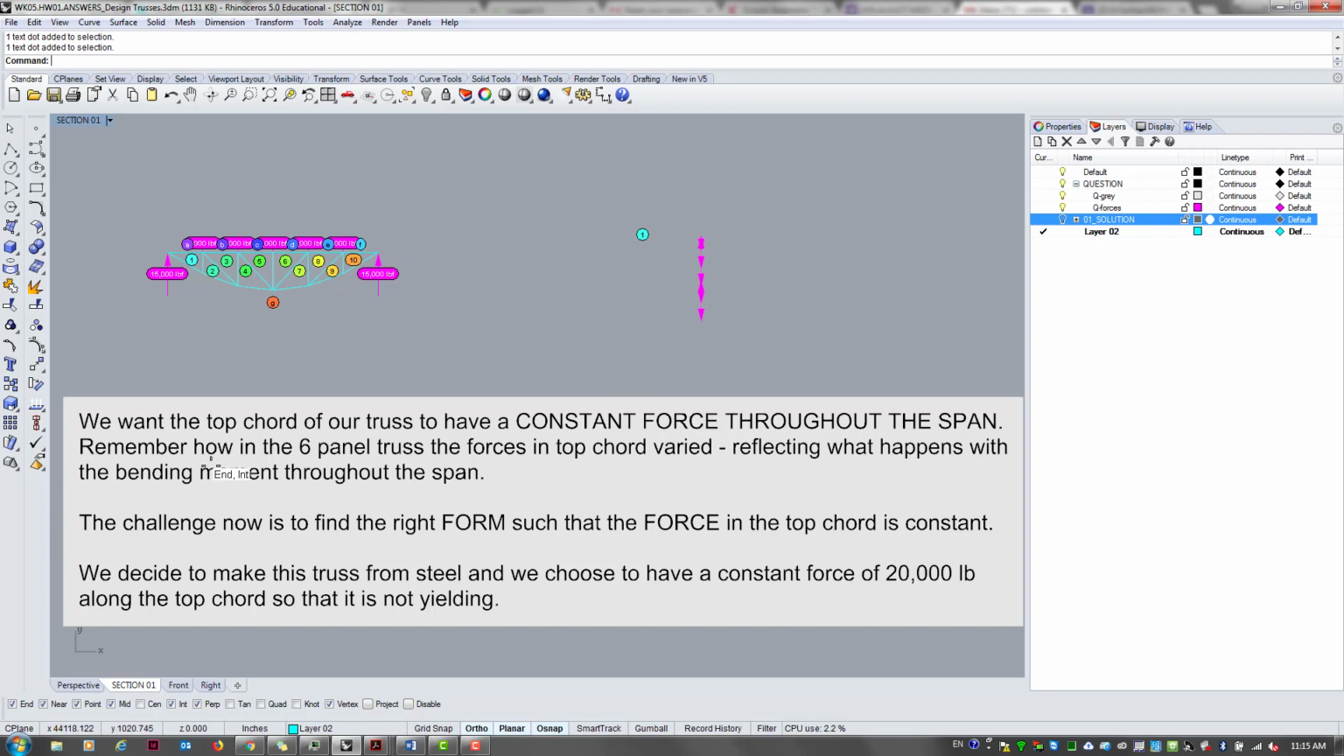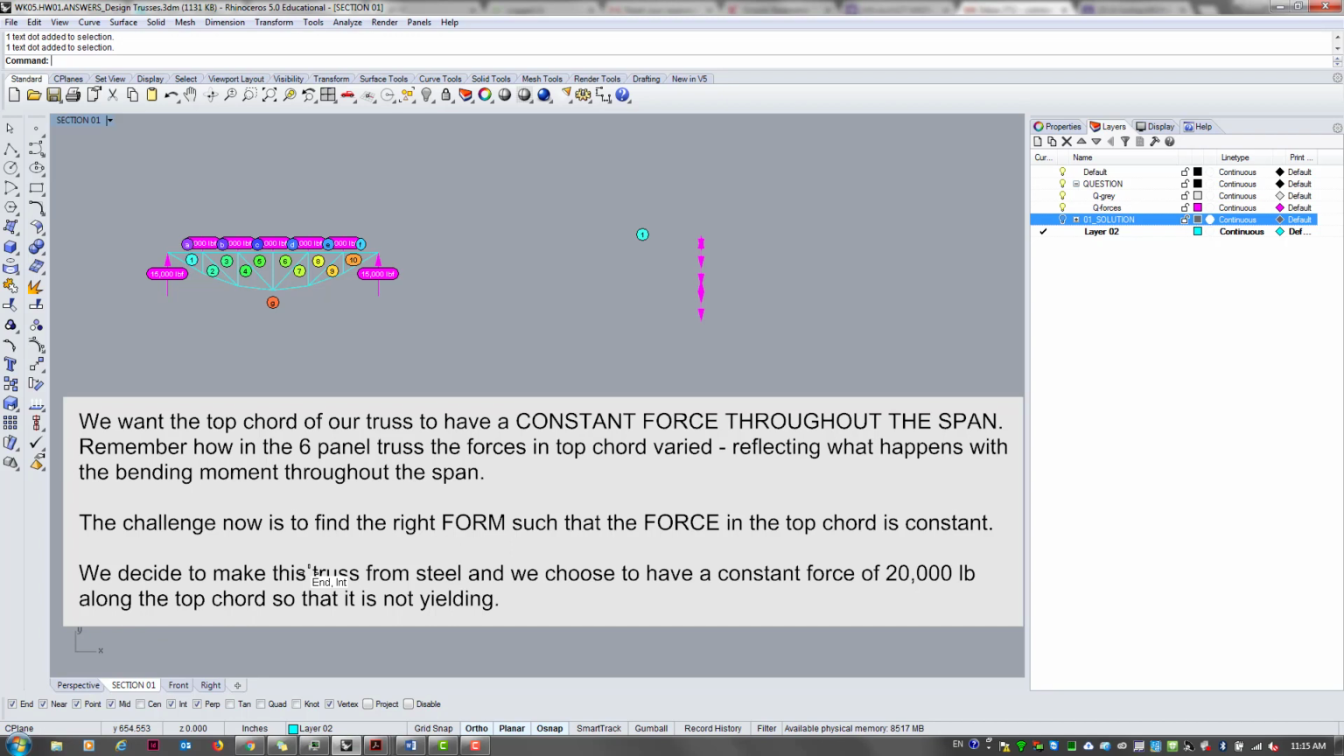Remember, in the previous truss, the 6-panel truss, the forces in the top chord varied, reflecting what happens with the bending moment throughout the span. It gets bigger and bigger as you get to the middle. So the challenge now is to find the right form so that the force in the top chord is constant. And so we need to make an assumption about what that internal force would be.